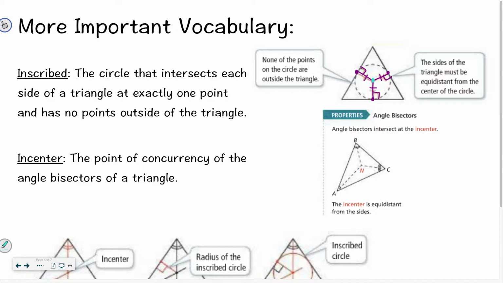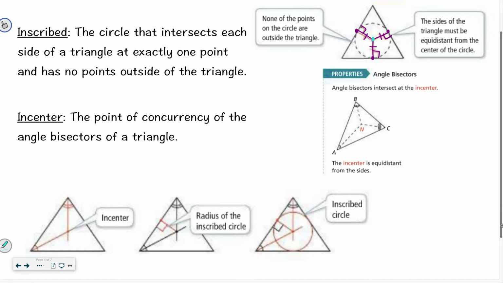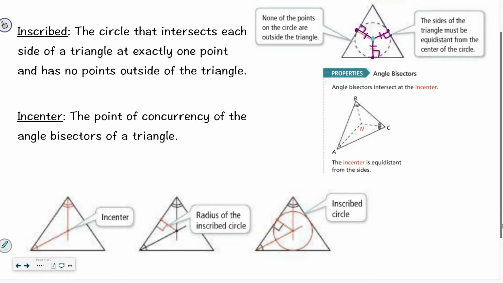The other bit of information that's important about the incenter, so this would be my incenter, is that each of those lines connecting from the incenter to the vertex cuts that angle in half. So angle A, this large angle, was just cut in half. Angle B was cut in half. Angle C was cut in half.